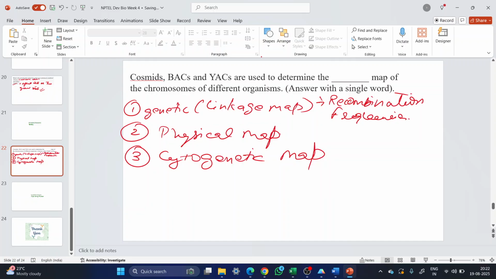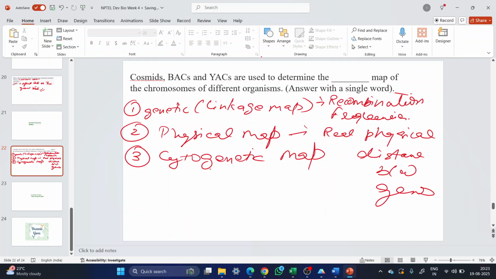Whereas physical maps, these are based on the actual DNA sequence or clone fragments, and they basically tell the real physical distance between the two genes. Okay, these are the recombination frequencies. That means how much the gene has undergone recombination. So we have parental types and recombinant types, but physical map is telling you the real physical distance between the genes.